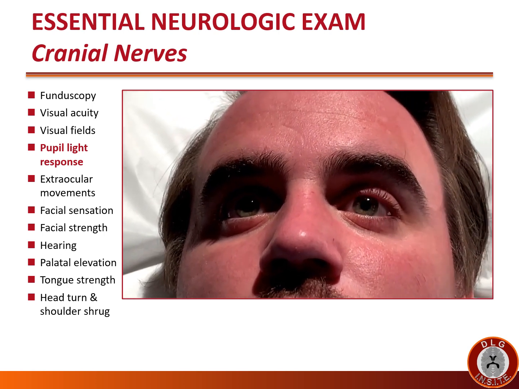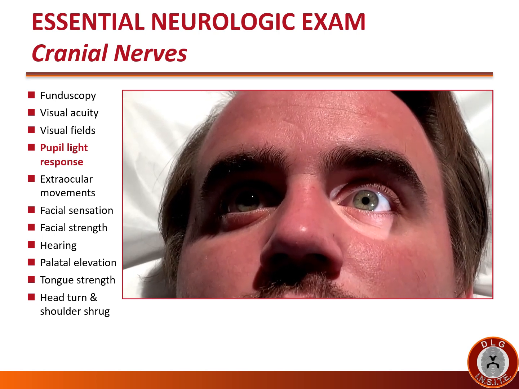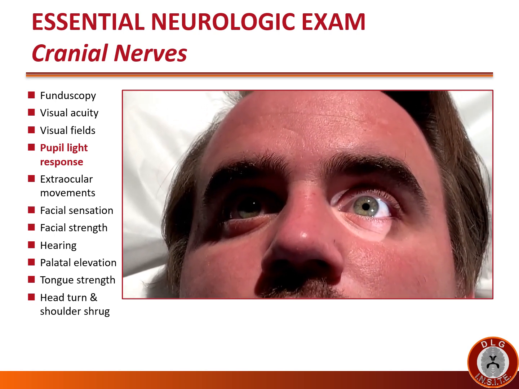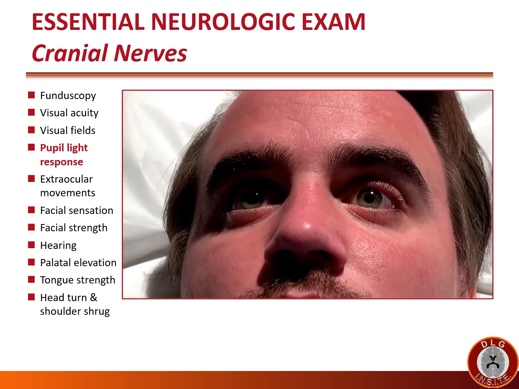Let's do the left eye. Come from the side again, and you see the direct response. The left eye, the pupil constricts. But when I go back a second time looking at the right eye, I see the right pupil also constricts. Direct and indirect pupillary response to light.